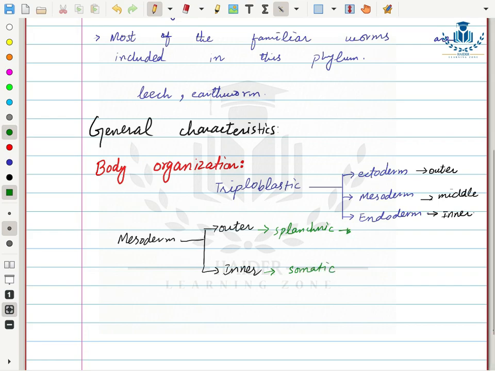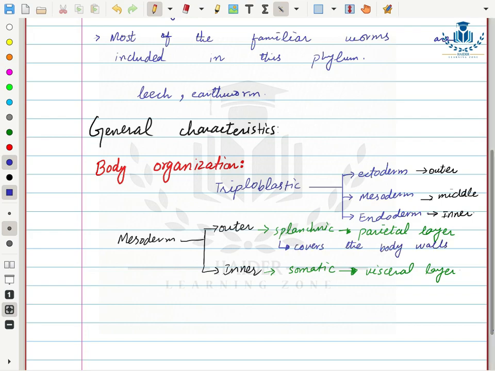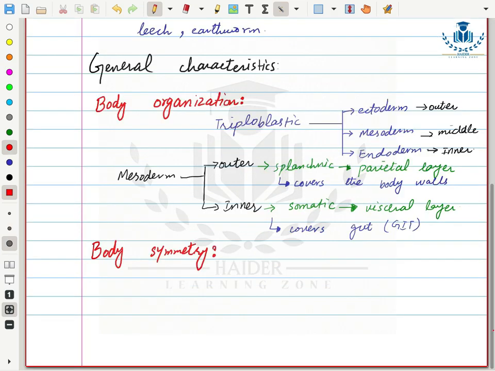Splanchnic mesoderm is also called parietal layer, while somatic mesoderm is also called visceral layer. This parietal layer or splanchnic mesoderm covers the body wall, while the inner somatic visceral layer covers the gut or gastrointestinal tract or digestive tube. Next is their body symmetry. They are organisms with bilateral symmetry.